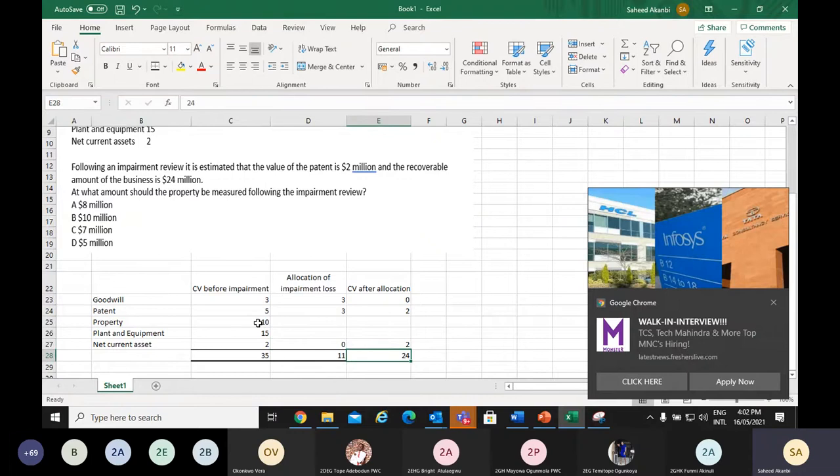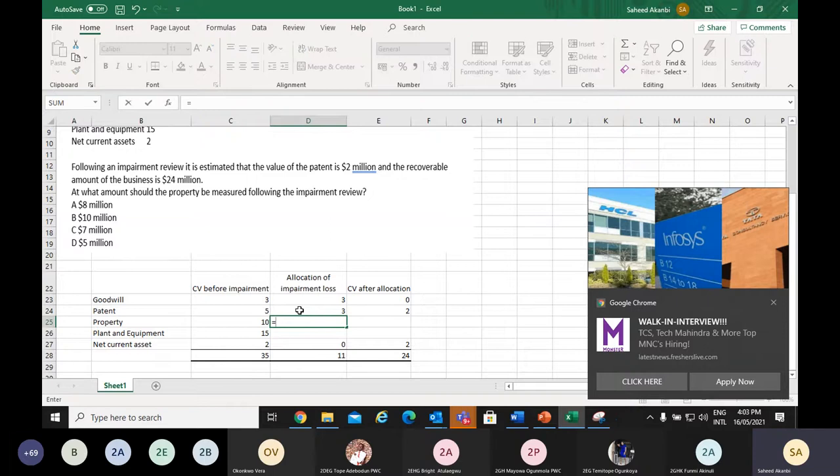So how many assets are remaining for me to allocate to? Just 2: property and plant and equipment. The standard requires that I do the allocation on a pro rata basis. How much was the total impairment loss? 11 million. How much have I allocated? 6 million. How much will be remaining? 5 million. What is the carrying value of property? 10. What is the total carrying value of property and plant and equipment? 10 plus 15, which gives me 25.